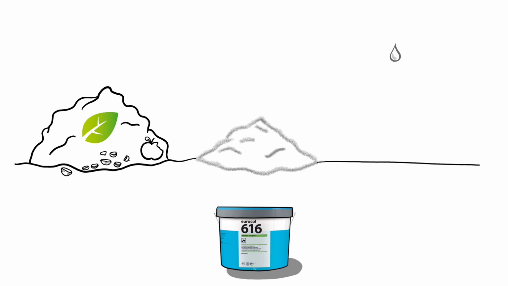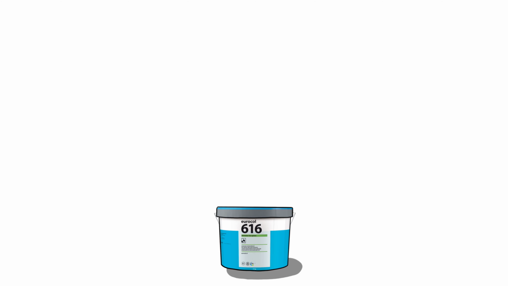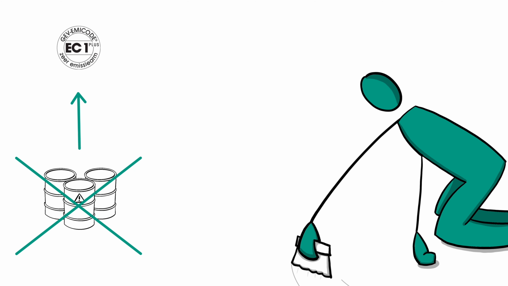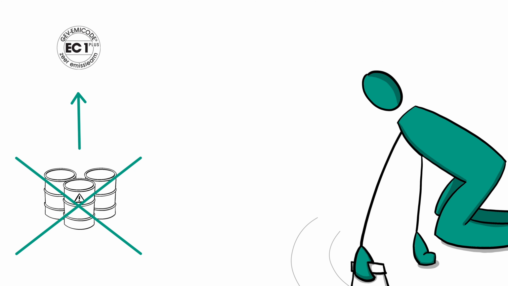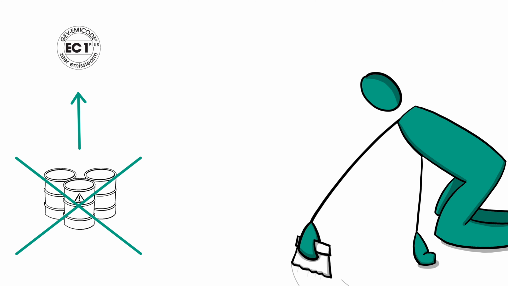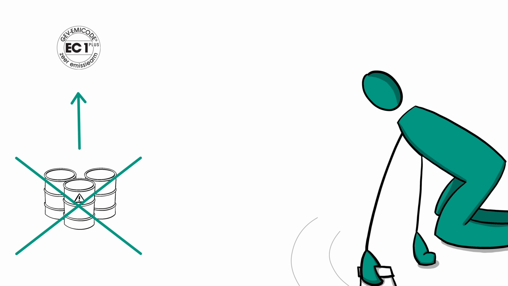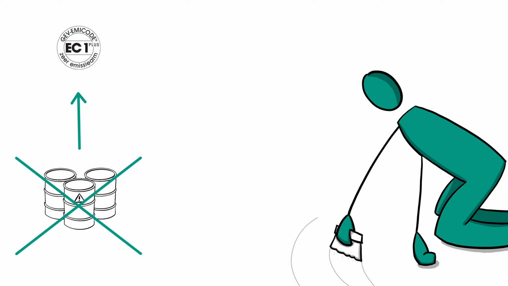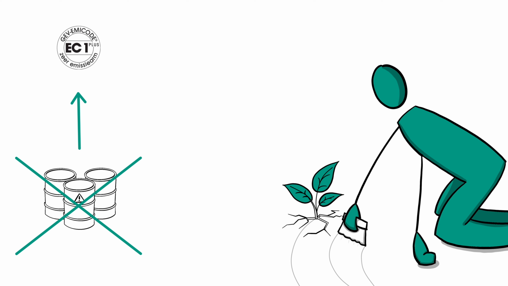and some additives. EC1 Plus refers to emissions and indicates products that meet the strictest emission standards. It means they emit minimal organic substances which can be harmful to the health of the applicator or future users of a building. However, EC1 Plus does not address the use of recycled raw materials, as in the case of bio-based products. The 616 Eurostar Lino Green adhesive is EC1 Plus certified and bio-based.